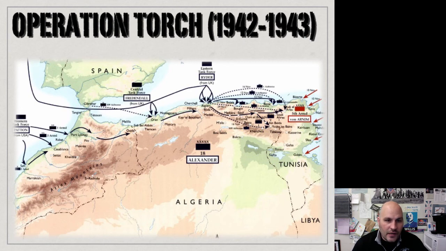All right, and as you can see on the left-hand side here, Patton's forces are going to enter Morocco, into Casablanca, where we have a major battle, and they're going to move eastward all the way into Tunisia, where you meet the 5th Armed Divisions of the Africa Corps, and this is where they're going to push them across into Sicily.